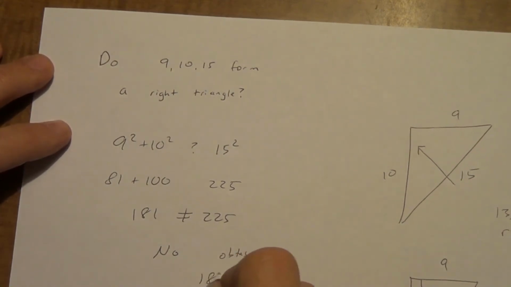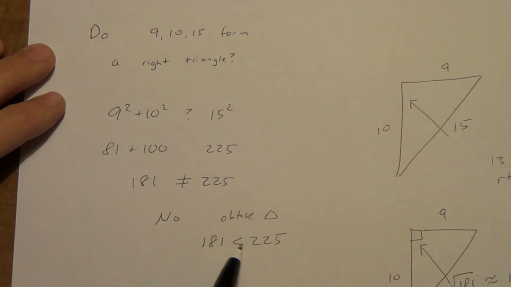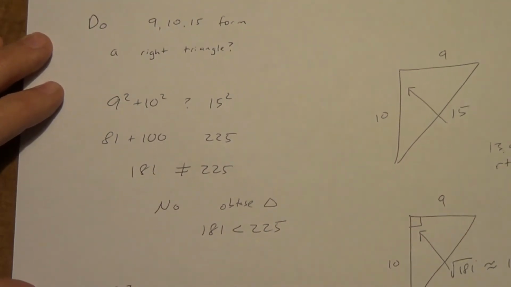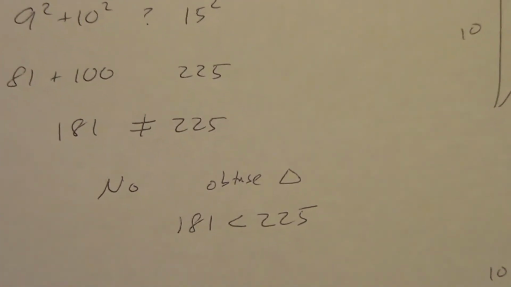So when we get 181 is less than 225, right back here, instead of putting a not equals, we can put a less than sign, or sometimes it will end up being a greater than sign. But a less than sign means that we have an obtuse triangle. All right, so think through that again.